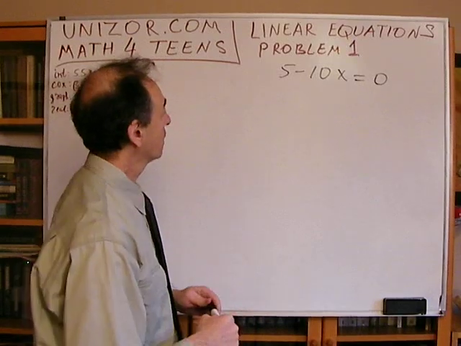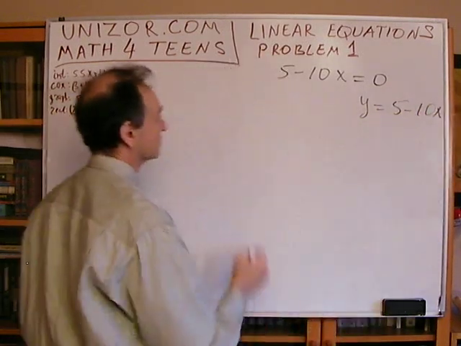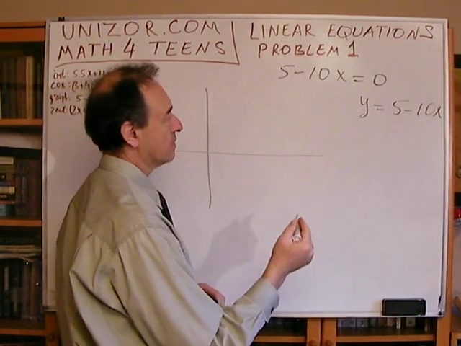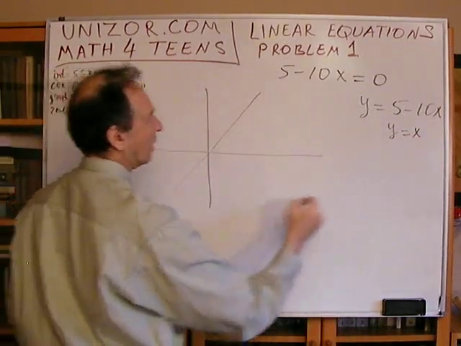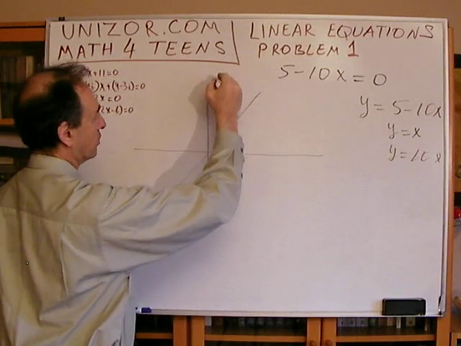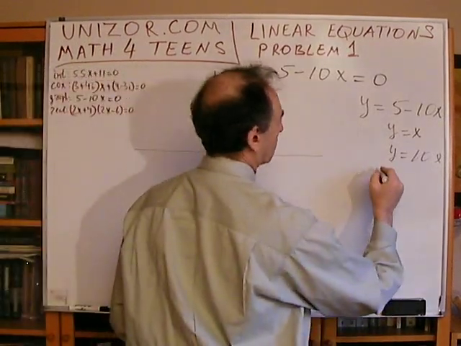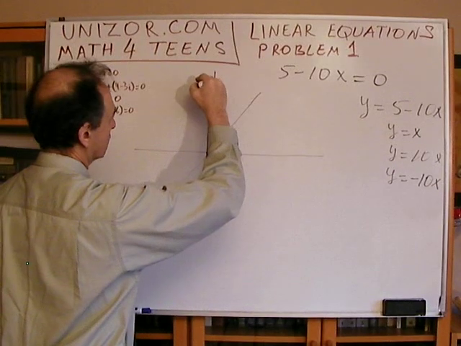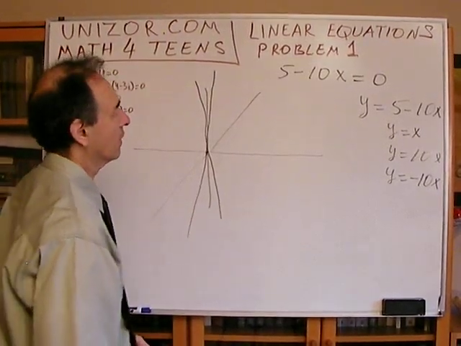Now, as you remember, we have to graph the function 5 minus 10x. Okay, let's start from the very beginning. Y is equal to x. Step number one is this. Y is equal to 10x. This is 10 times steeper. So it will be like this, but also crossing the zero. And now, y is equal to minus 10x. Well, this is symmetrical, so it goes this way. Instead of steepness up, it will be steepness down, if you wish.